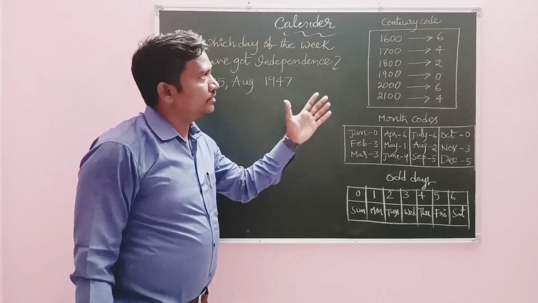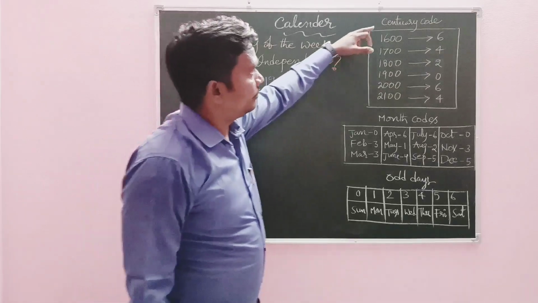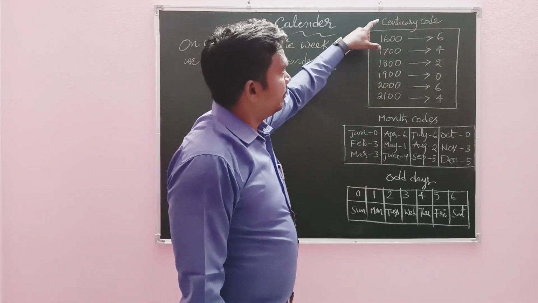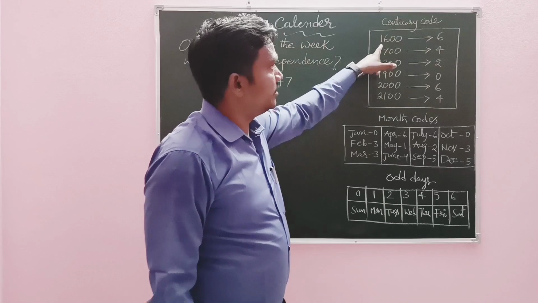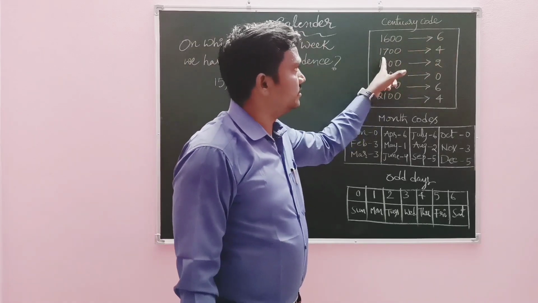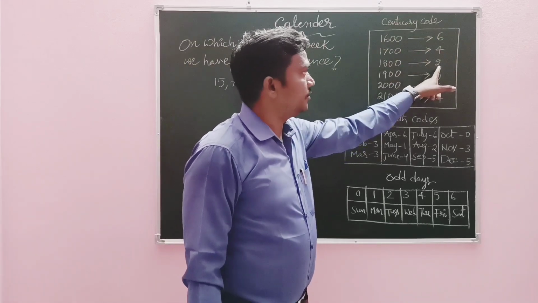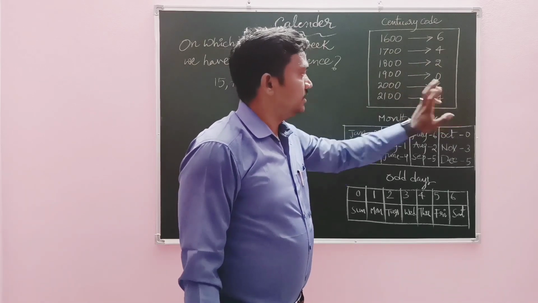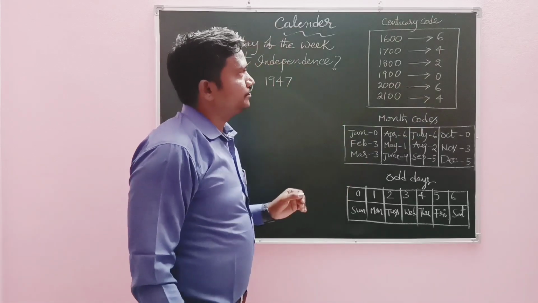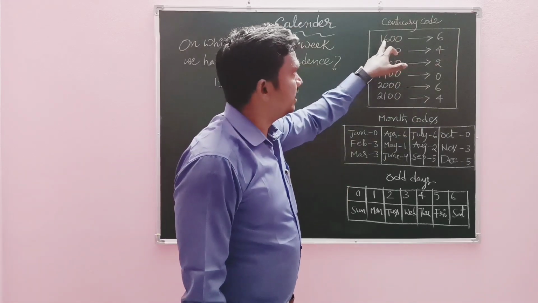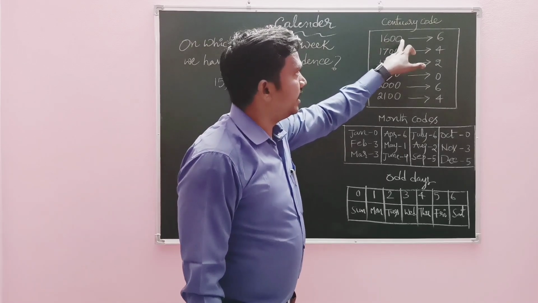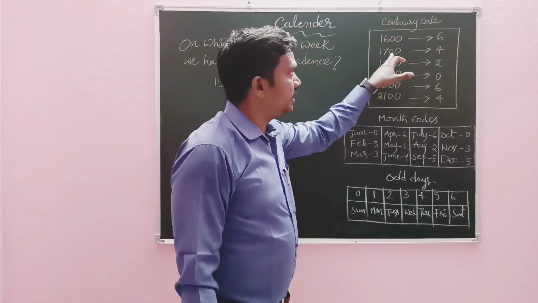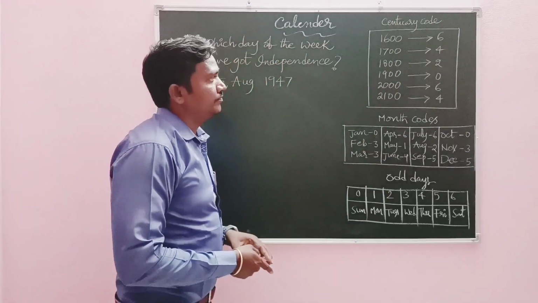Before that, we should be aware of century codes, month codes and odd days. What is a century code? For the 16th century we use the code 6, 17th century 4, 18th century 2, 19th century 0, 20th century 6, 21st century 4, like that. Here 16th century means 1600 to 1699, and 17th century means 1700 to 1799, like that.